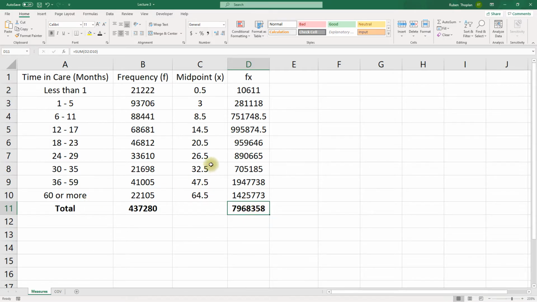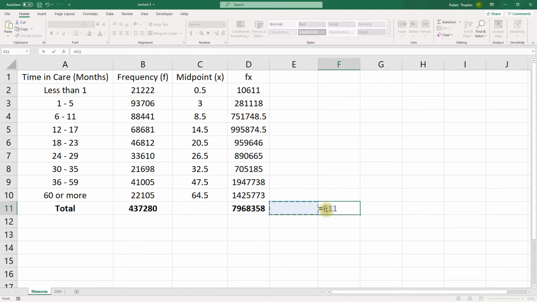So this is what you get. You get the fx as you see here, and the sum of fx is here. So we have two things: we've got the numerator, and we've got the denominator. What's the next step to calculate the mean? It would be to take the numerator, the sum of fx, and divide by the sum of f. And here we go, we get a mean of 18.22.